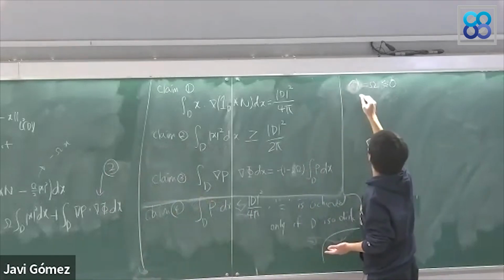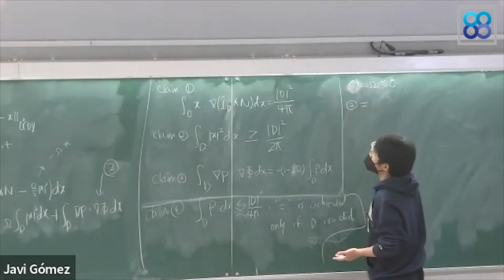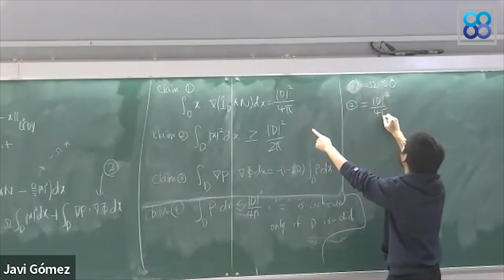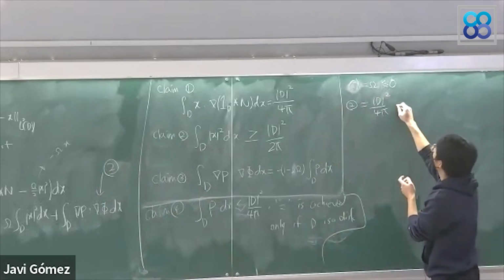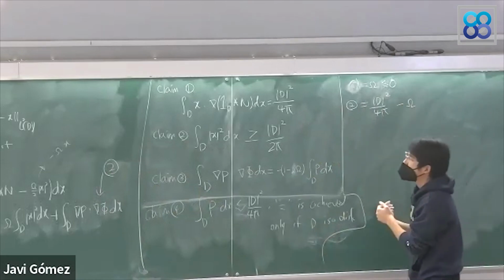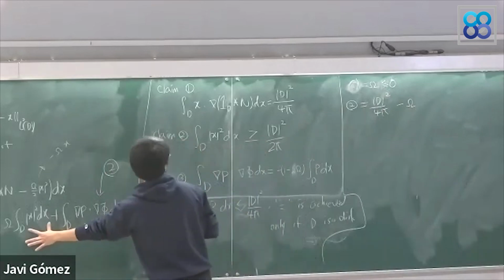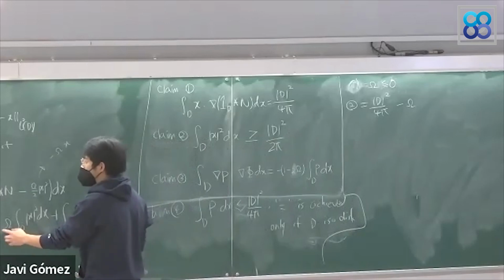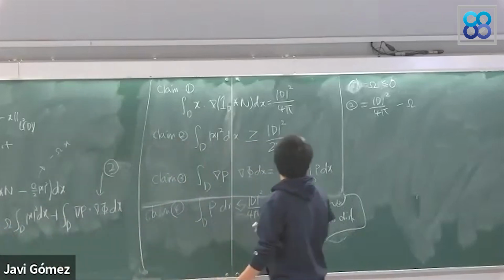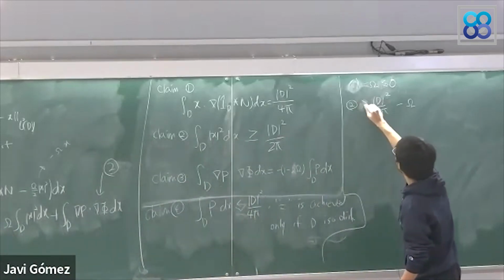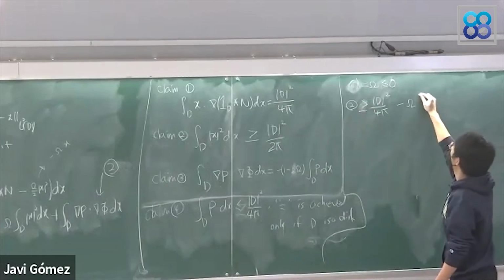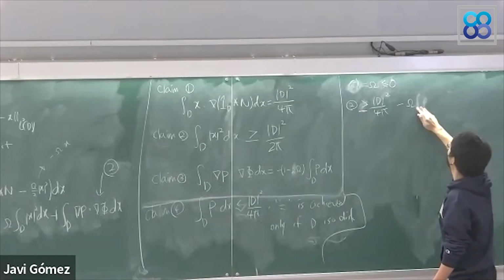In the first case, equation 2 is equal to the first term, d squared over 4 pi, minus omega times something that is always bigger than this one, but we have negative omega, so this whole thing is positive. So we can replace this equality by an inequality here, and then we have d squared over 2 pi.